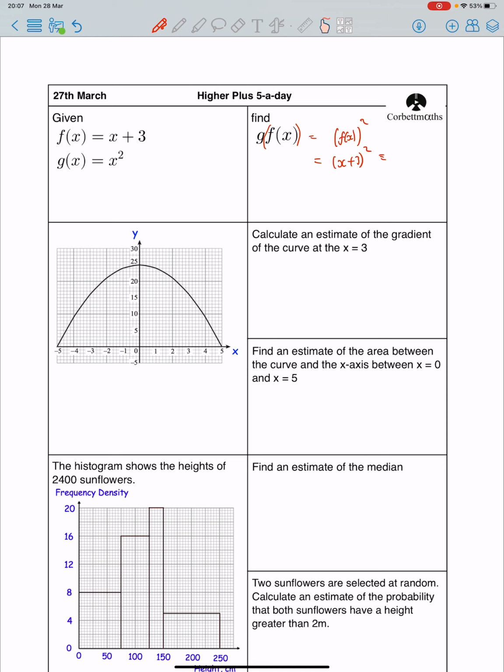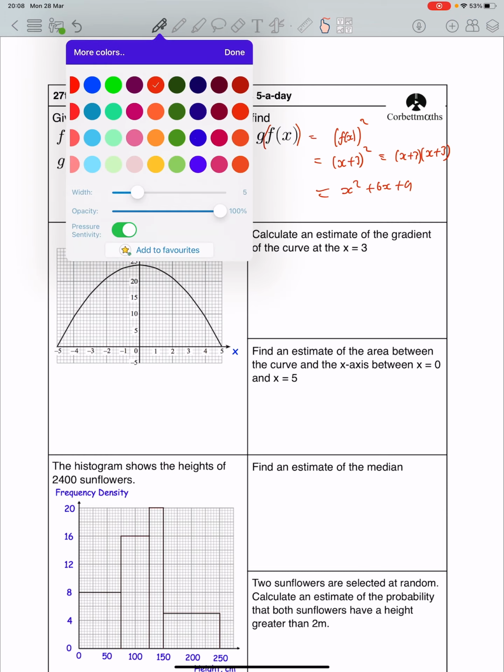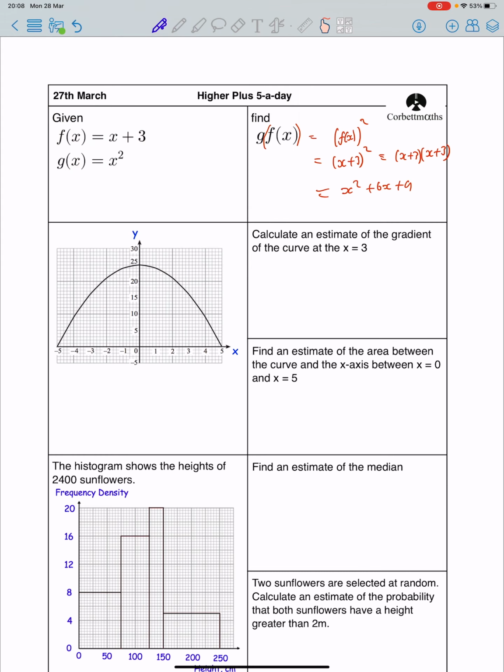And that is equivalent to, of course, x plus 3 multiplied by x plus 3. And when you expand that and simplify it, it becomes x squared plus 6x plus 9. Lovely stuff. Next question, guys.